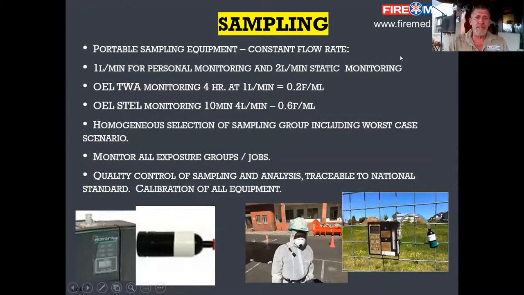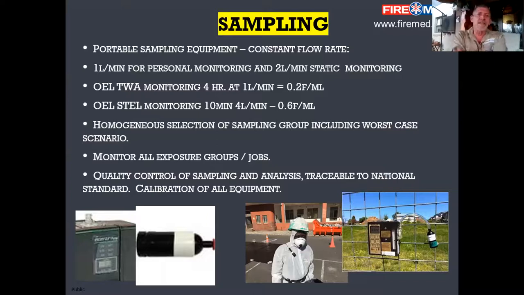So sampling, it's portable sampling equipment and it has a constant flow rate, 1 liter a minute for personal monitoring and 2 liters a minute for static monitoring. And obviously we're measuring the total weight average and it's over a 4 hour period. Okay, at a flow rate of 2 feet per millimeter. Okay, so if we have a look at the occupation exposure limit, okay, monitoring, it's 10 liters a minute at 10 minutes, 4 liters a minute at 6 feet per milliliter.